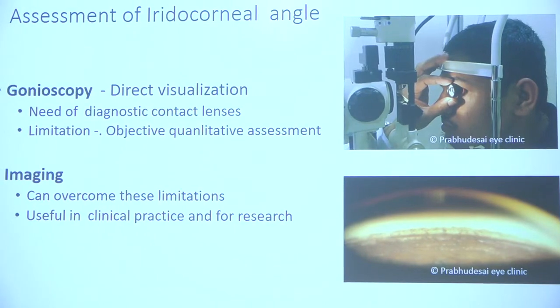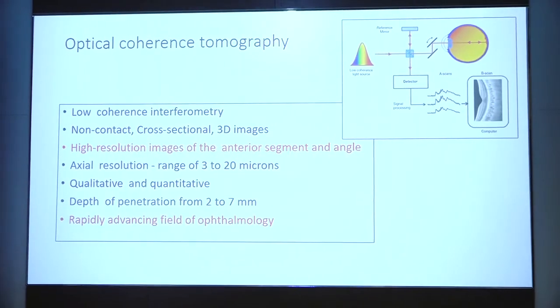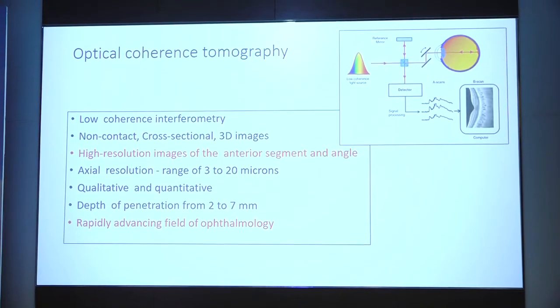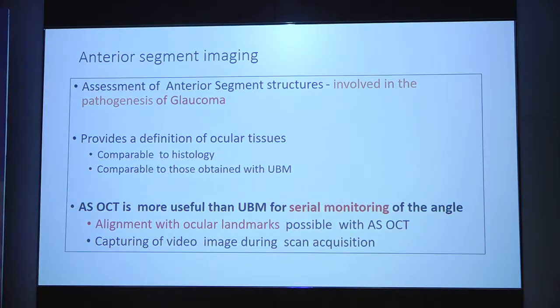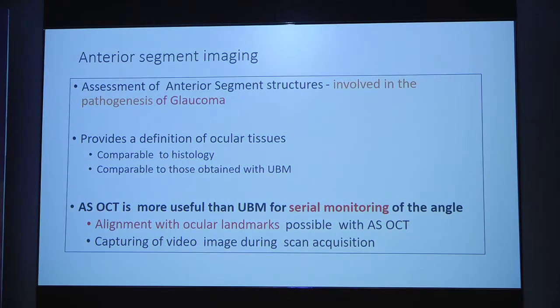So we know that the angle can be assessed by gonioscopy, which is a direct visualization, but it needs diagnostic contact lenses. The limitation is that it is a subjective and qualitative assessment. Imaging can overcome these limitations, and it is useful in clinical practice as well as for research. OCT is a new tool which has given us this possibility, and we can see all the structures which are involved in the pathogenesis of glaucoma with the help of ASOCT.